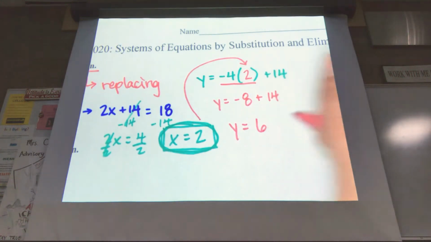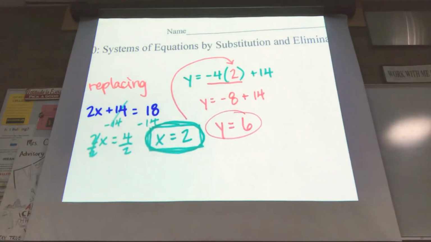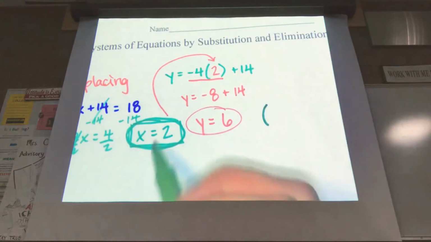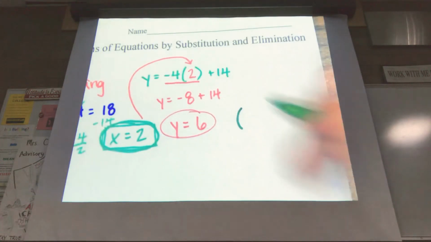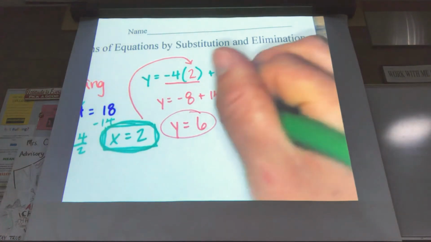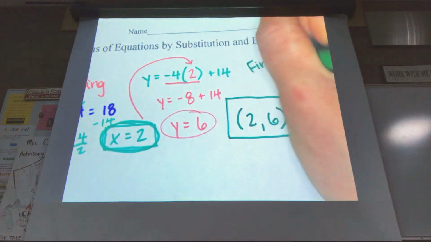Okay, so I'll circle that, but our final answer, which I'll write in green, sure, why not? Our final answer, always x comes first. We see that. 2, comma, y, 6. This is our final answer.